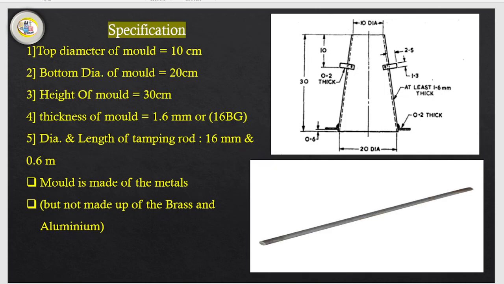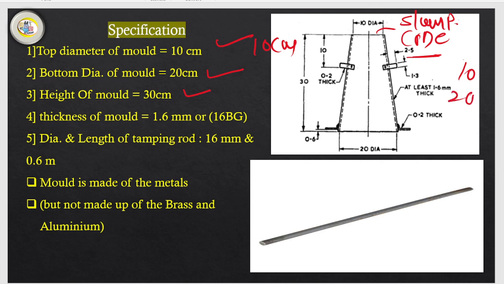Now, next, some specifications. This is known as the slump cone. The top diameter is 10 centimeter, the bottom diameter is 20 centimeter, and the height of the mold is 30 centimeter. It is written over here. Understand it like this: you have to remember it as 10, 20, 30. The 10 is the upper diameter, then the lower diameter, and the height is 30.